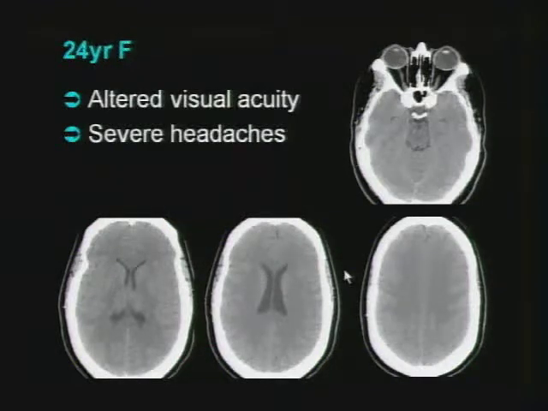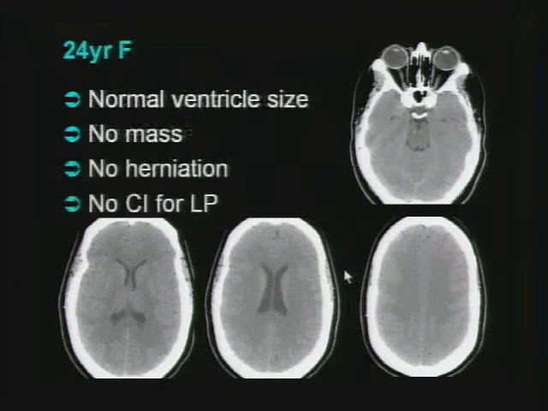So what are our observations that we're going to say to our examiner? Well, her ventricles are normal size. She does not have hydrocephalus. We don't see evidence of a mass. We don't see evidence of herniation. And there is no radiological contraindication for a lumbar puncture.